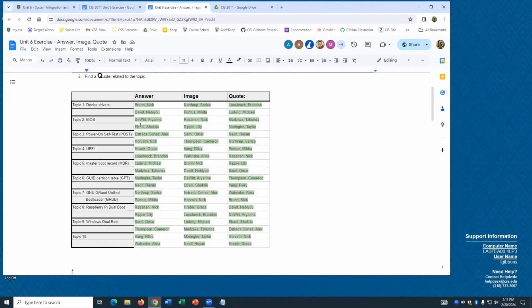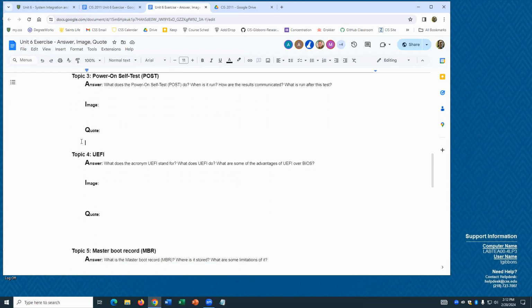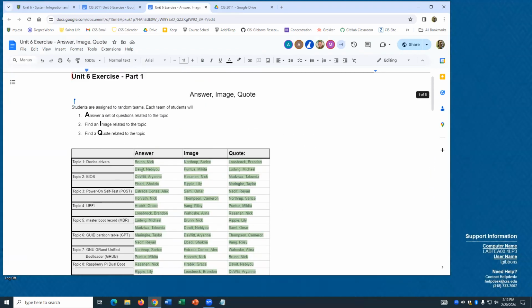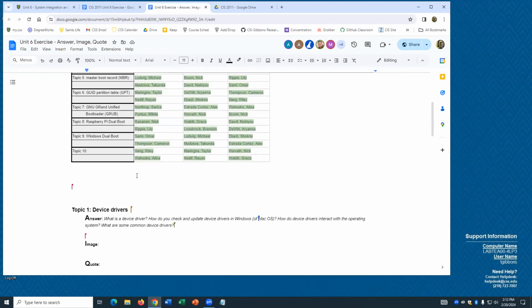So we're going to divide and conquer. We have a couple of people assigned to each area here, and if you are assigned to one of these areas, we want you to find that. Taylor here is assigned to this BIOS quote area. So Taylor will go down to BIOS, click on the quote section, search for some quote related to BIOS, and paste it in here. So we want you to fill in all of these areas. Find where your name is, and most of you should be doing one image, one answer, and one quote.